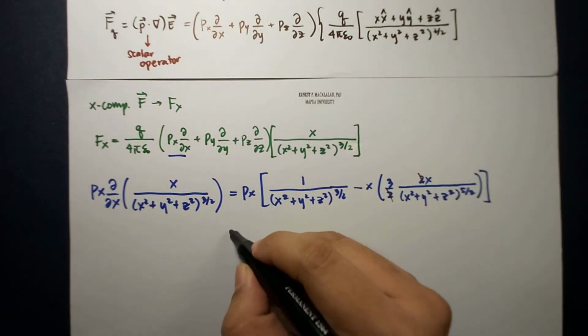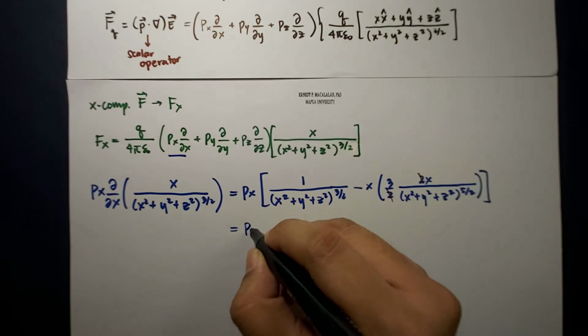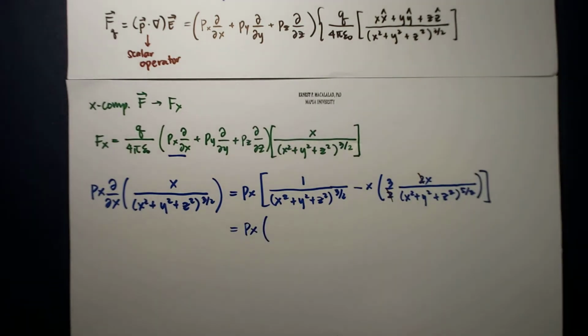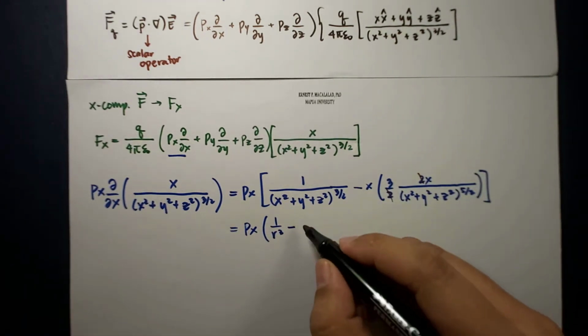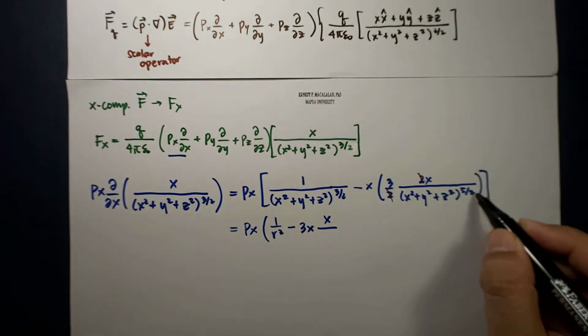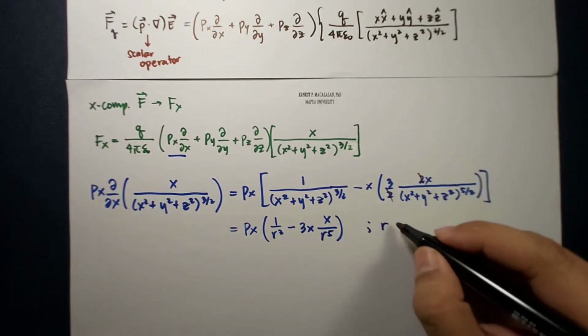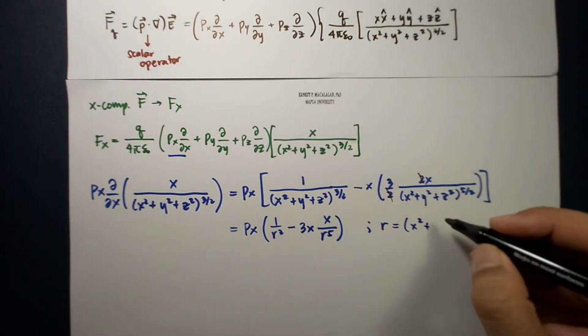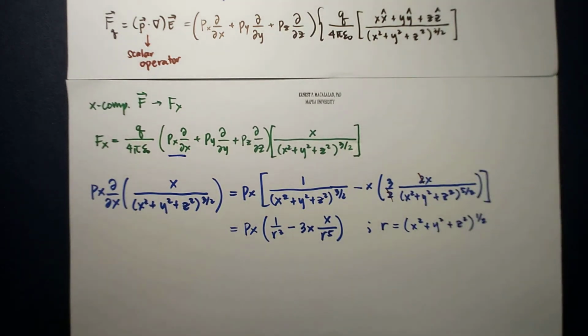Let's simplify this. You can do the simplification later, and this is simplified to be px times 1 over r cubed minus 3x times x over r to the 5th. Here we take note again that r is x squared plus y squared plus z squared to the 1/2. So this is our first term.